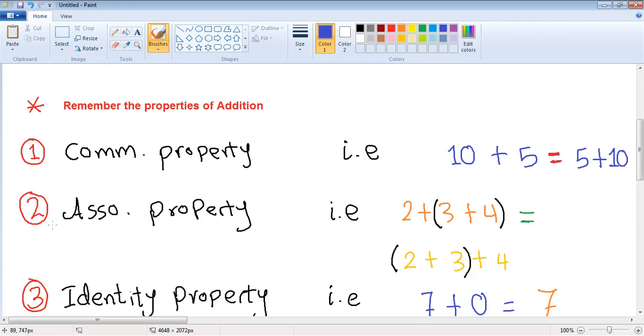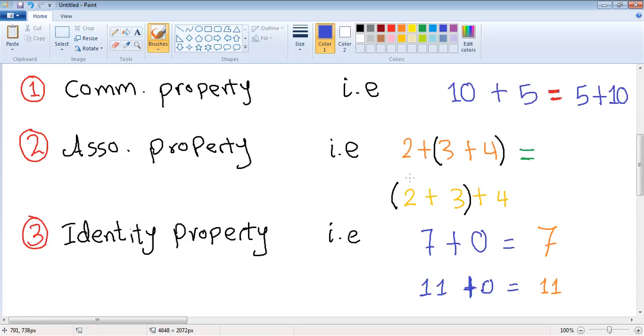The second property here is the associative property. And we can apply the associative property with 3 numbers, like 2 plus 3 plus 4. Notice here the bracket on 3 and 4. So we can start and find the value of 3 plus 4. 3 plus 4 is equal to 7. And then add 7 to 2. 7 plus 2 is equal to 9.